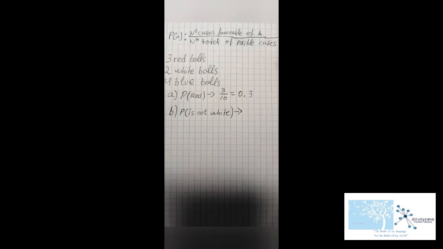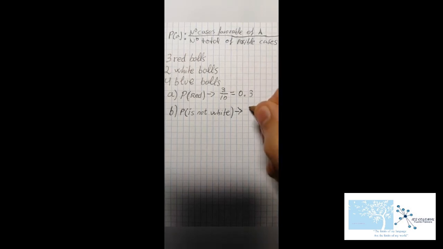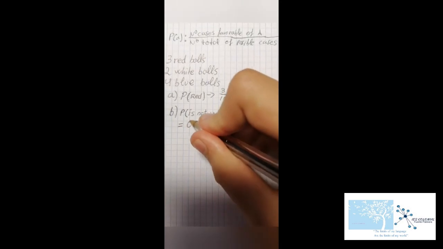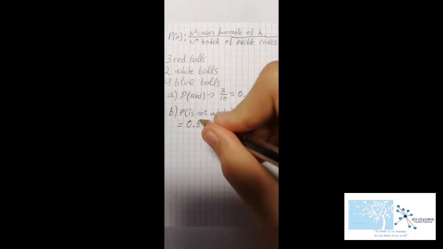B. The probability that the ball is not white, which will be the opposite of white, is: there are 2 out of 10 white, so the opposite will be 8 out of 10 equal 0.8.